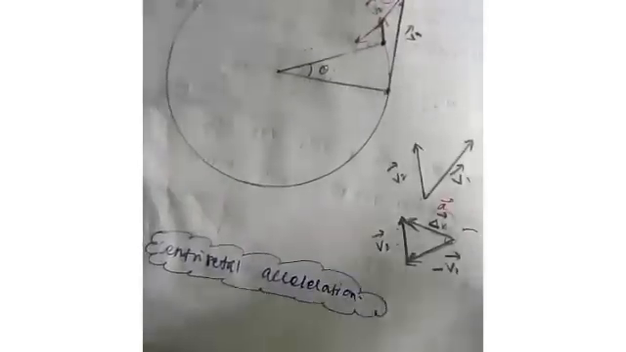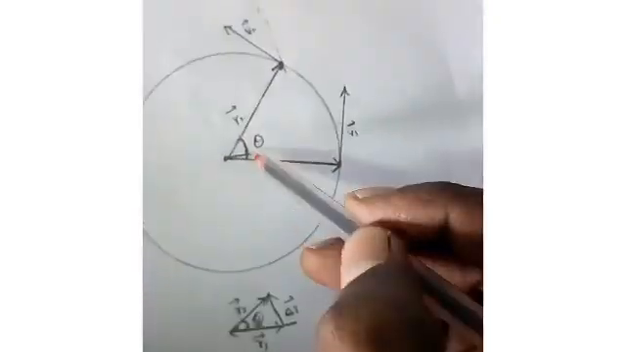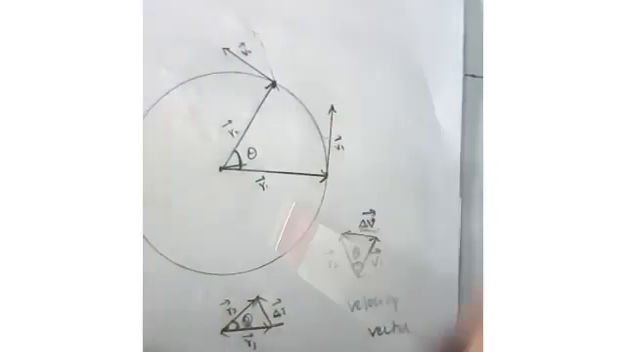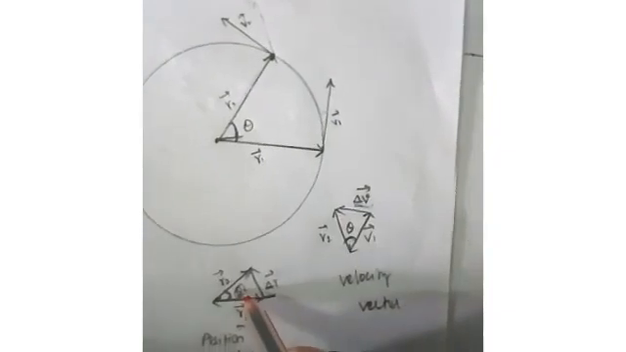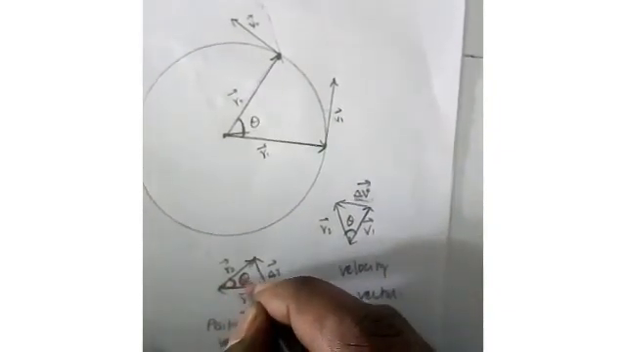Next one is to mathematically derive the centripetal acceleration. How will you derive it? From the diagram, we will find this is the displacement in the position vector, this is the displacement in the velocity vector. So here, for the displacement vector, we will find the angular displacement. Angular displacement is nothing but theta, in the position vector.